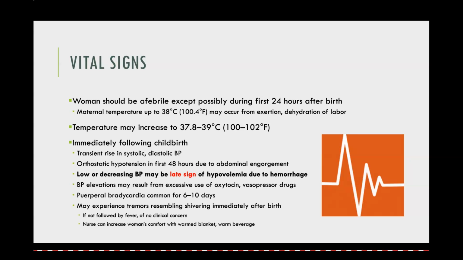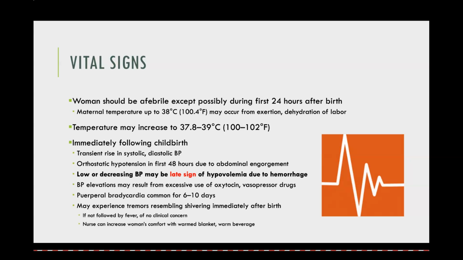And then immediately following childbirth, from a vital sign standpoint, you're going to see a transient rise in their systolic blood pressure and their diastolic blood pressure. And sometimes this abdominal engorgement that they experience can cause orthostatic hypotension in the first 48 hours. So we would be careful getting them up to the bathroom, and we would want to talk to them about making sure that they sit on the side of the bed before they get up. All those educational things that we do for people who might experience orthostatic hypotension.